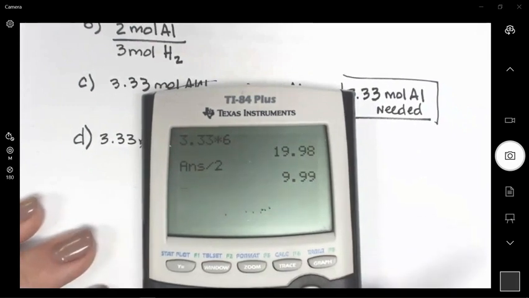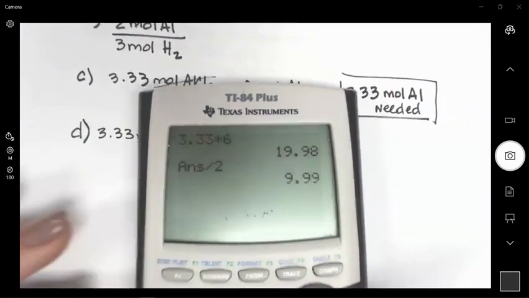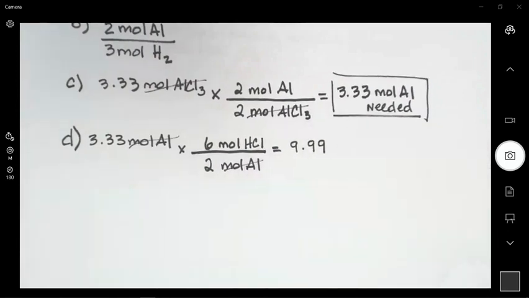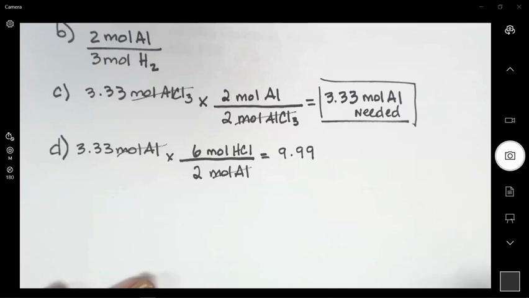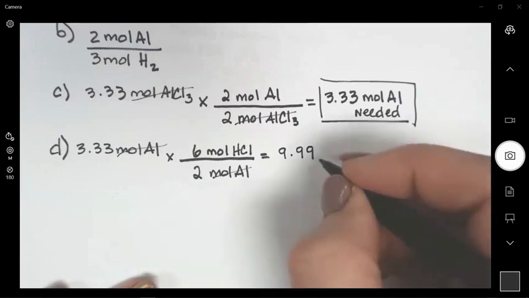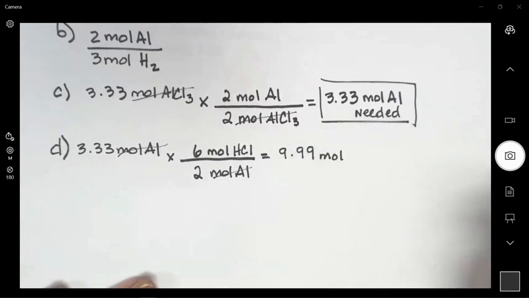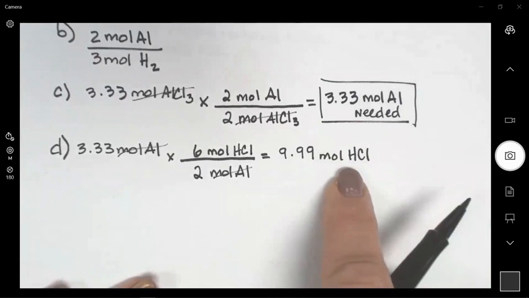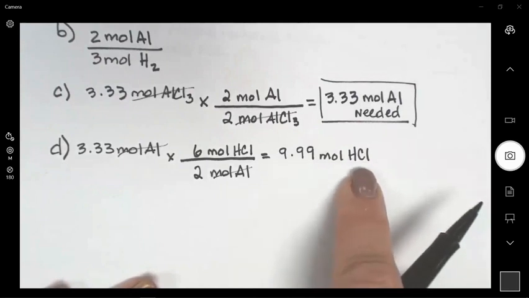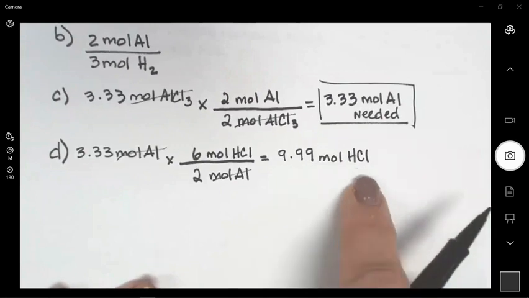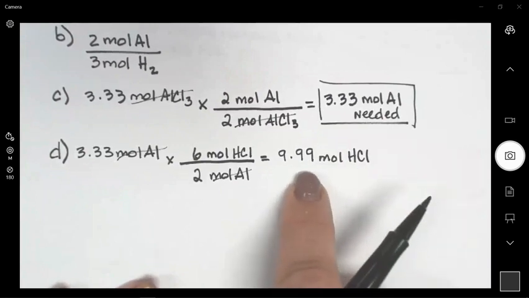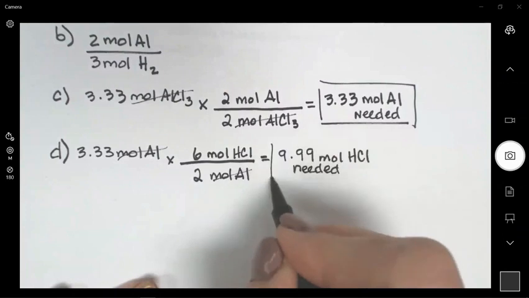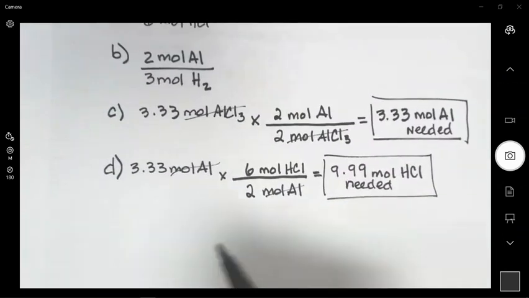You do know it's going to get more complicated. Okay. So 9.99, what are my units and subject? Mole of HCl. Now notice I didn't write "of", so don't write "of". What word should I add if I was just an overachiever? Needed. And boxing. E.